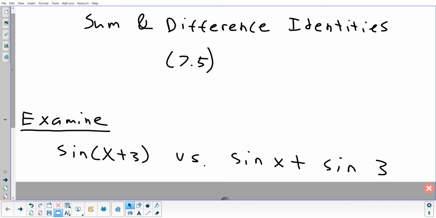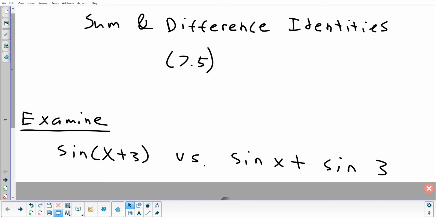Left 3. It's moving it, no, left 3. Wait, let me think for a second. Plus, yeah, it's going to move it left 3. So it's moving it left 3. What's happening with the one on the right? What kind of transformation do we have there?